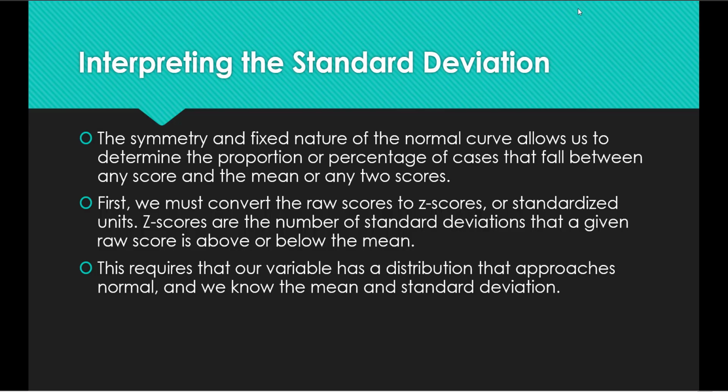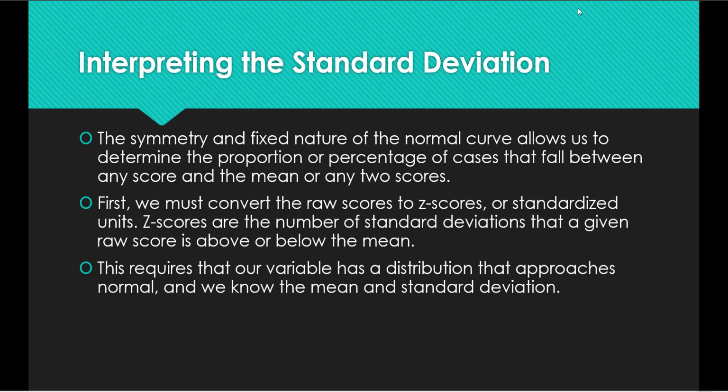Now that we have some examples of these normal distributions and normal curves, let's talk about how we can interpret and use the standard deviation and normal curve. The symmetry and fixed nature of the normal curve allows us to determine the proportion or percentage of cases that fall between any score and the mean, or any two scores. So we can compare how many cases fall between your score and your friend's. How much higher is your score than your friend's?